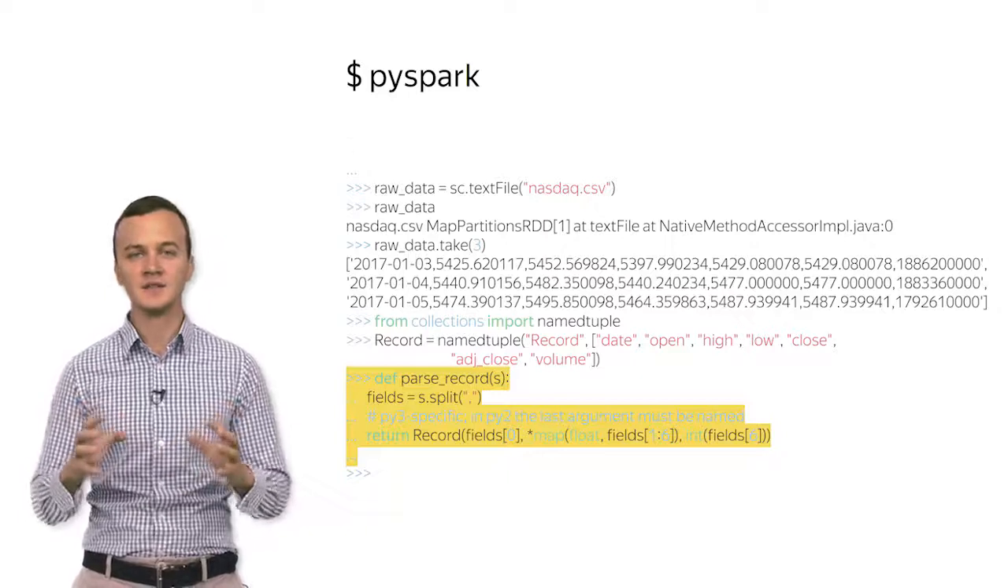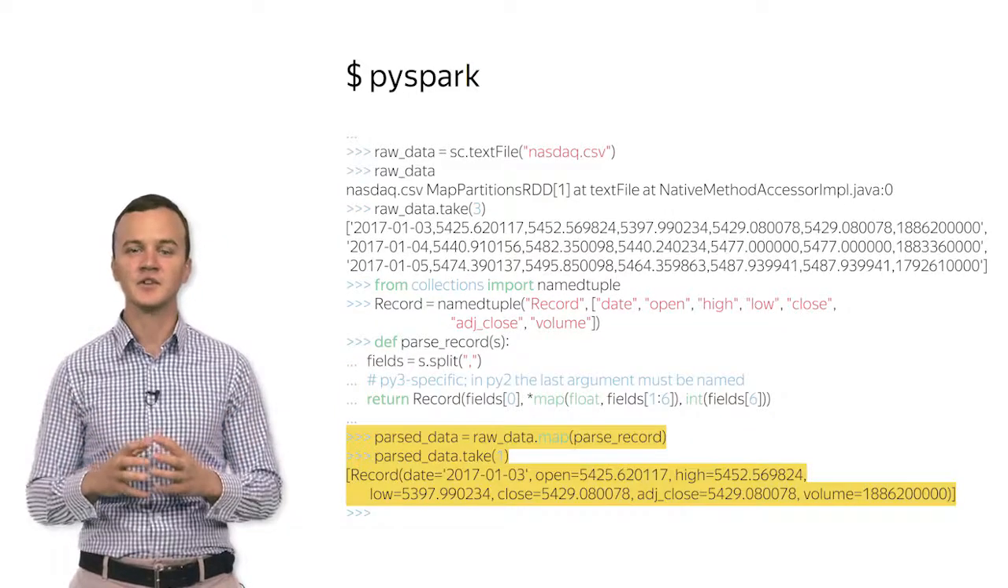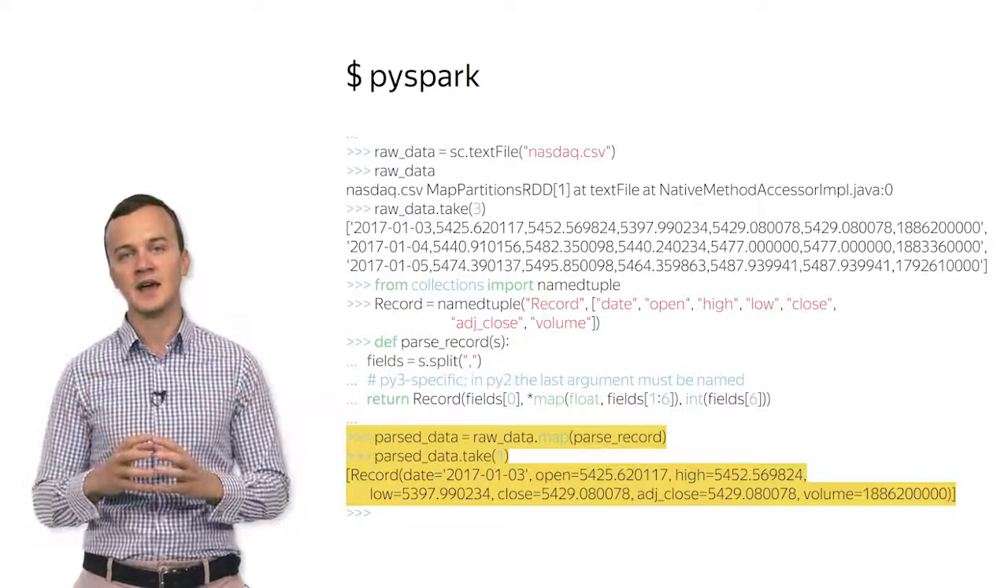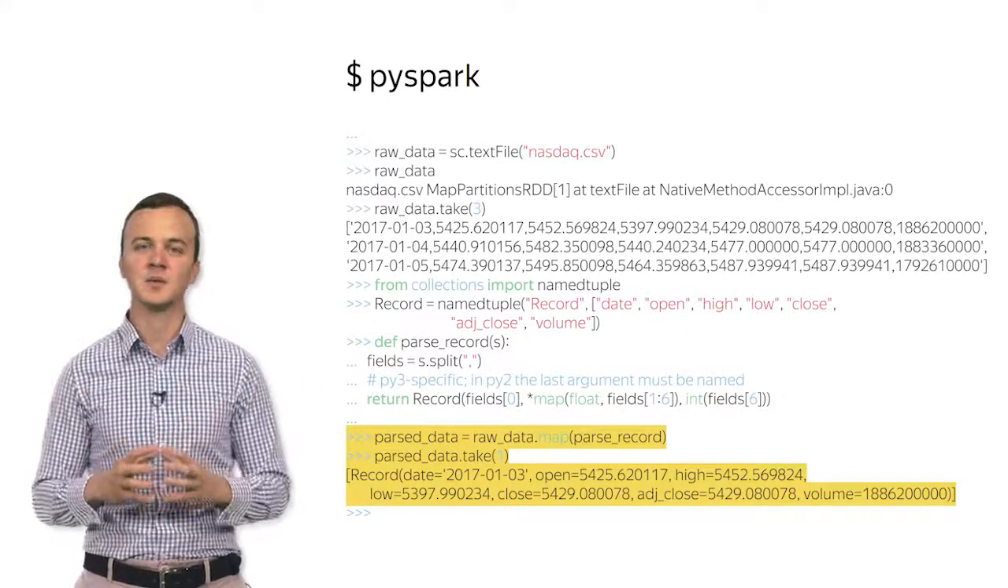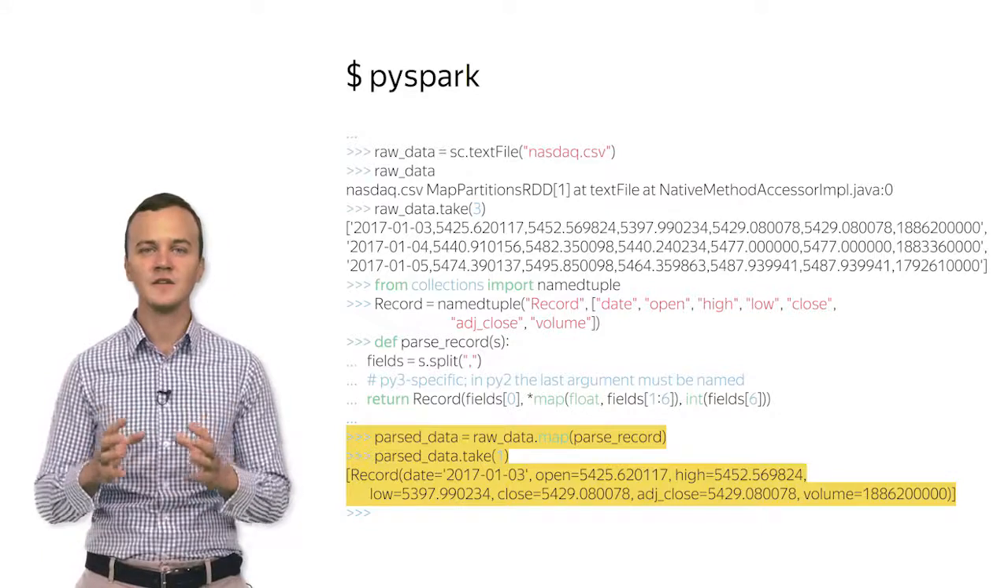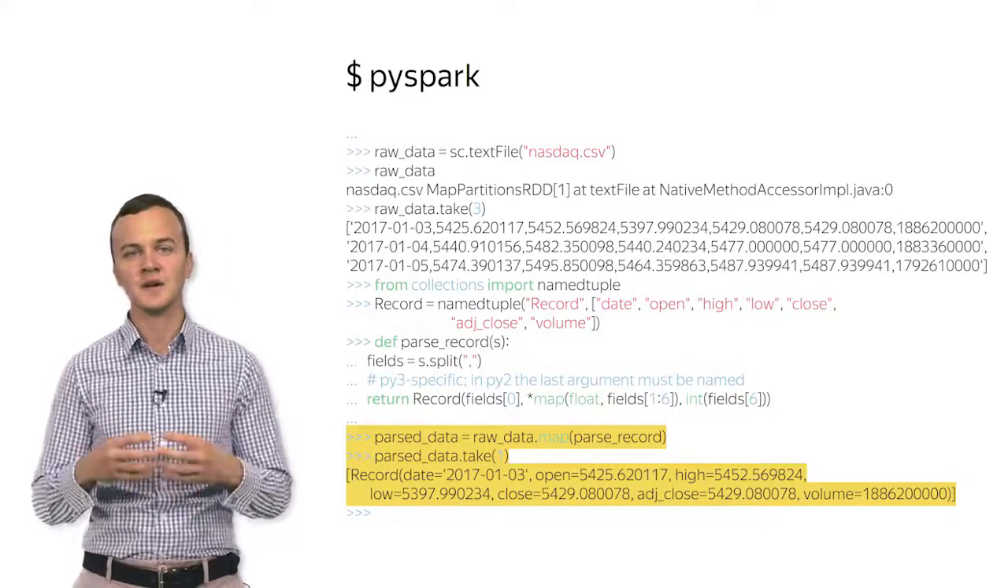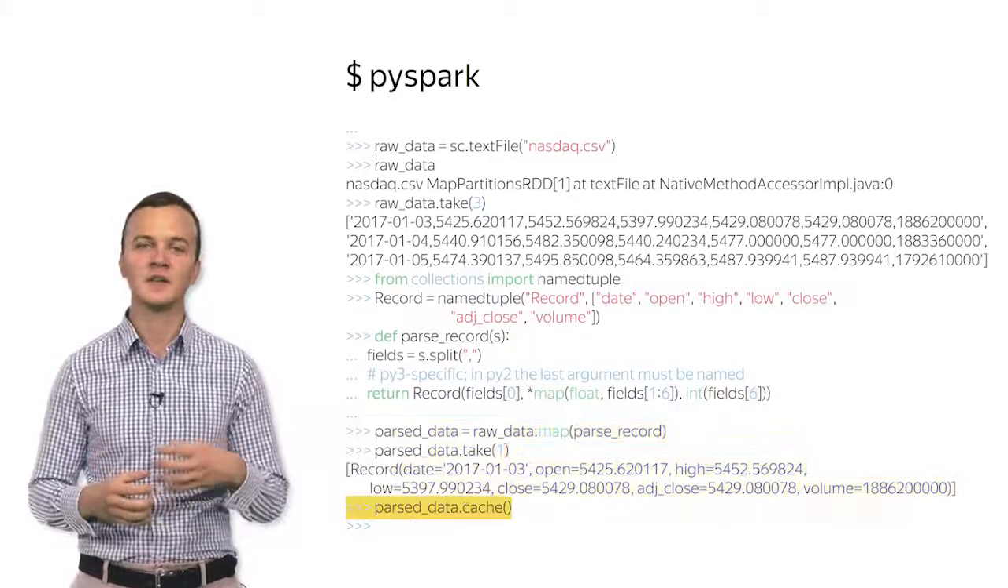Okay, let's apply the parseRecord function to the dataset. You see, the dataset now is far more convenient to work with. I suggest to cache it as the pre-processing is over. This could be done by invoking the cache method.